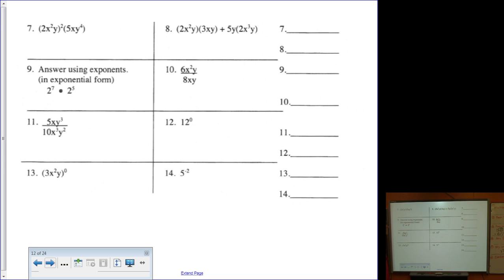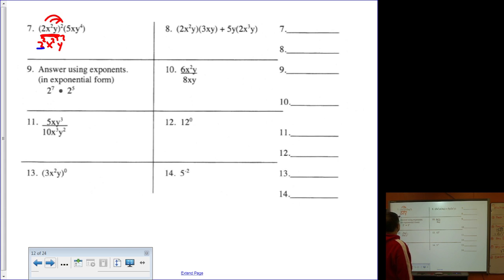Number 7. That's a pretty difficult problem. The first thing we need to do in 7 is do this part. We need to apply this exponent to its parenthesis. Then when we're done with that, we'll multiply times the second thing. So this would be 2 to the second, x squared to the second, y to the second. That's not very neat. But I can simplify that.